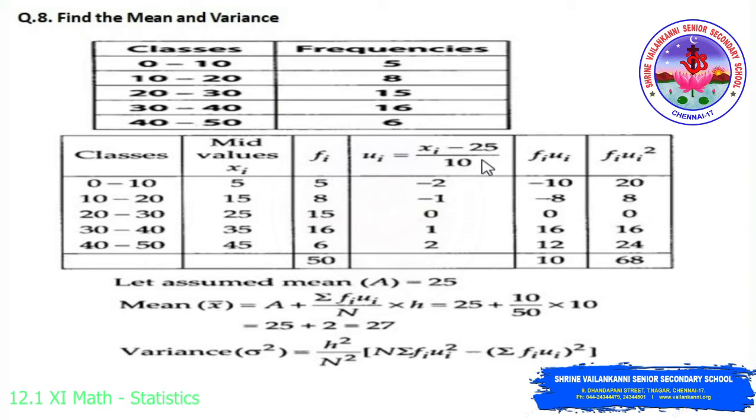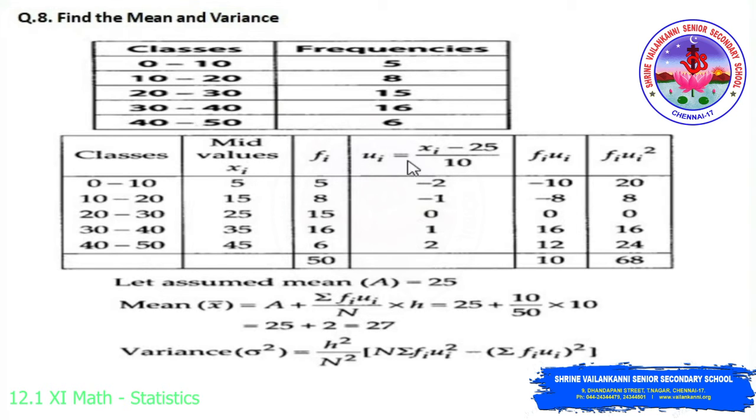Then ui is xi minus a by h. Assumed mean is a. So the mid value of all these xi's is 25. Then assumed mean a equals 25. And 10 is the class size h. So for 0 to 10 we have class size h equal to 10. So ui equals xi minus a by h.